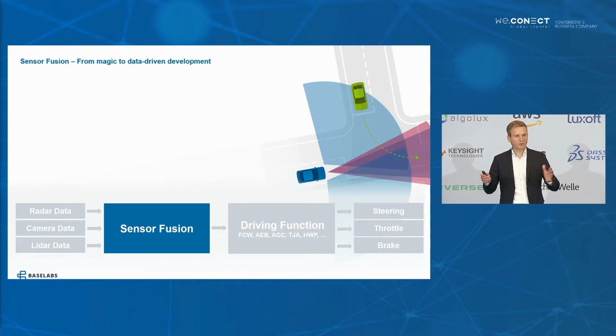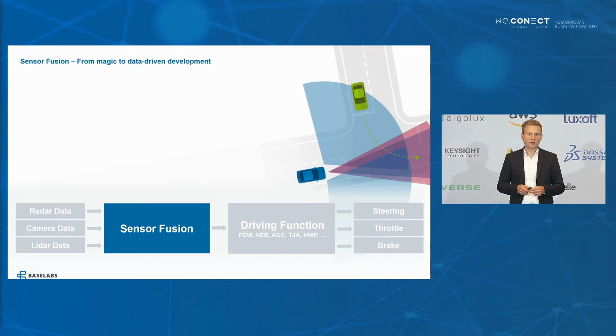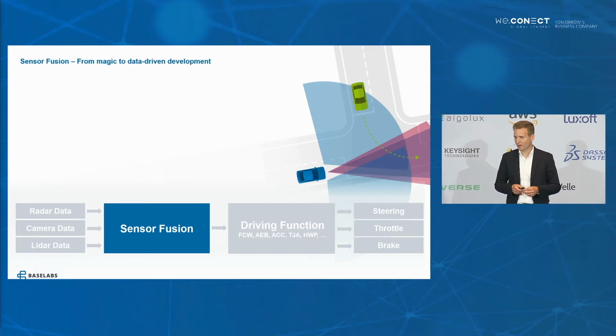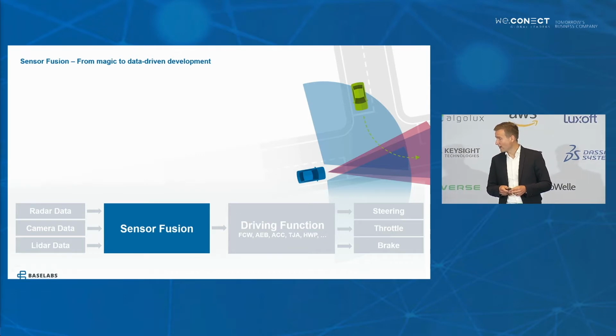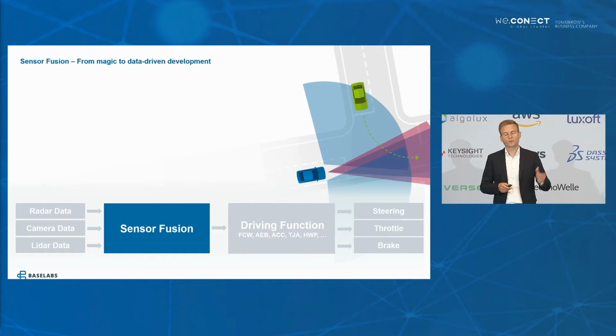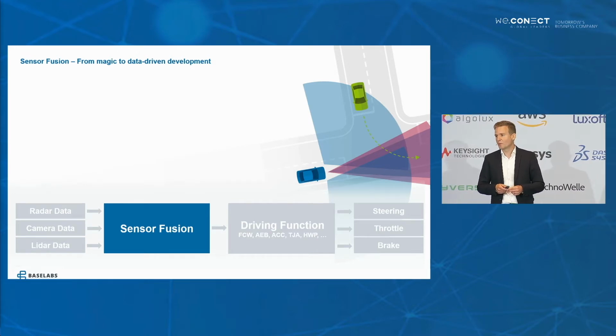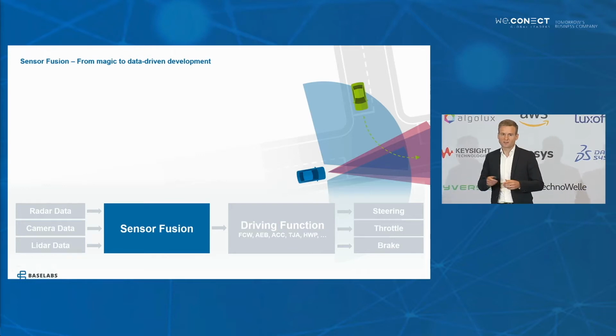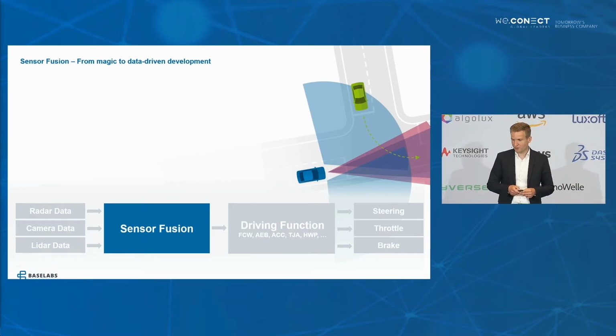In between, we typically have two major building blocks. On the right side, the driving function that gives the control commands to the vehicle, and in the left part, we have the so-called sensor fusion or environmental modeling part, where all the data of all the sensors go in, and we get out a unified representation of the vehicle's environment. This process is then typically called sensor fusion.